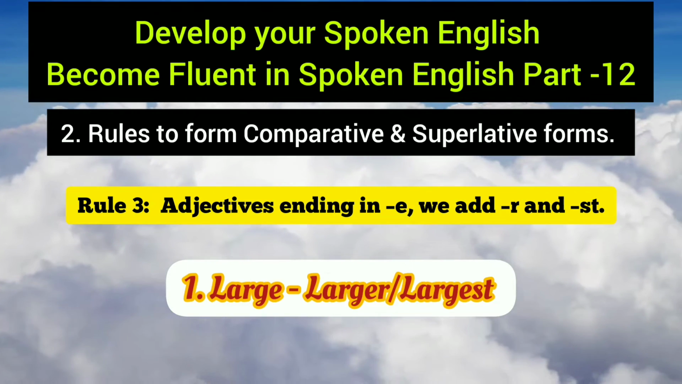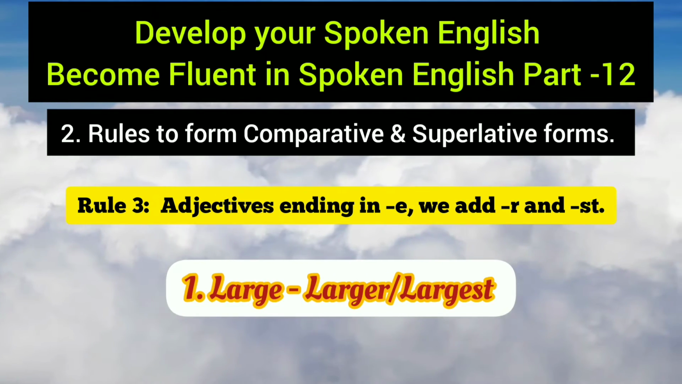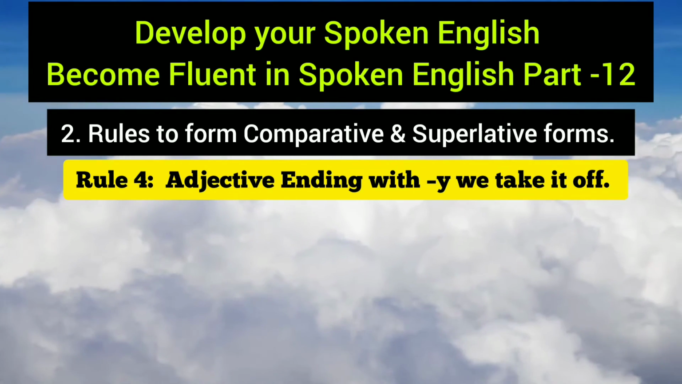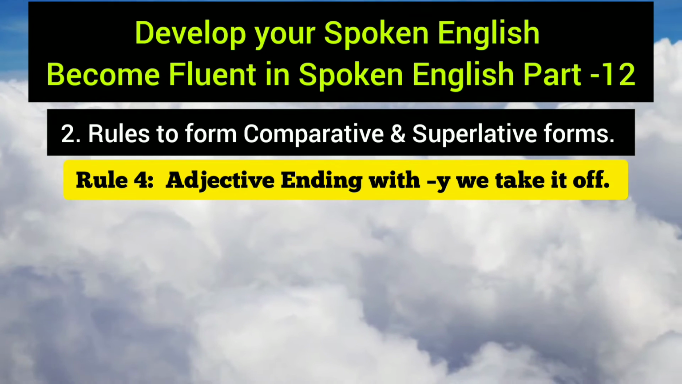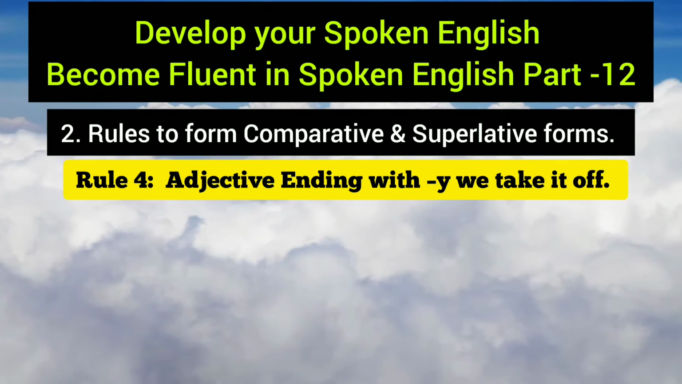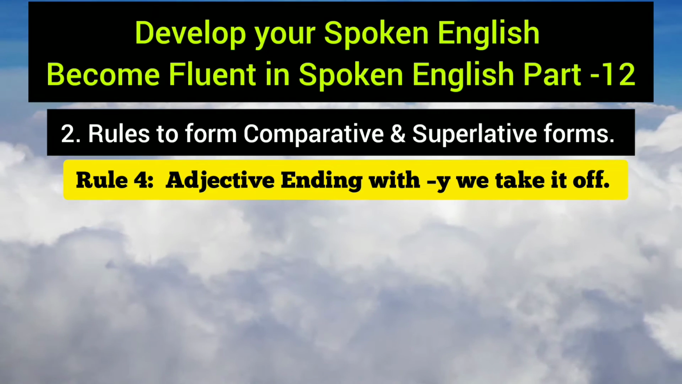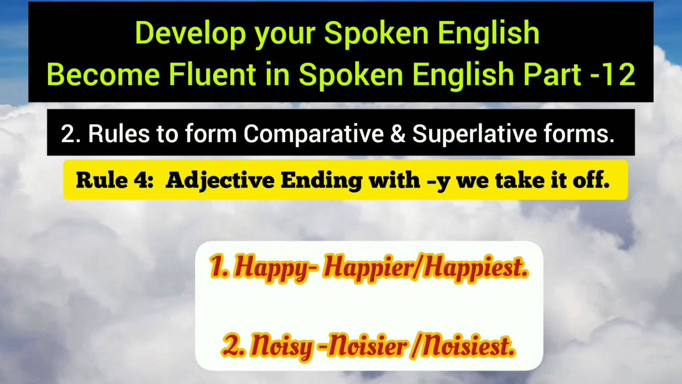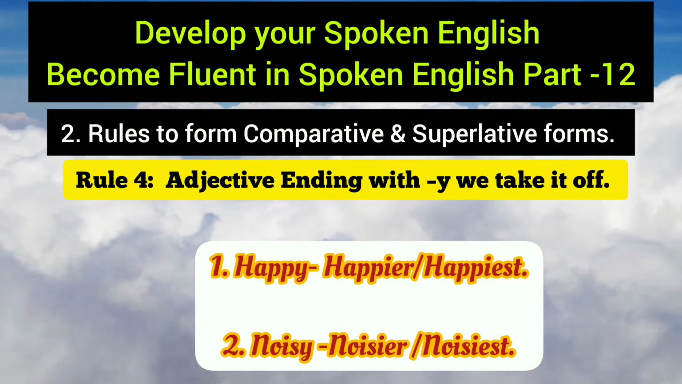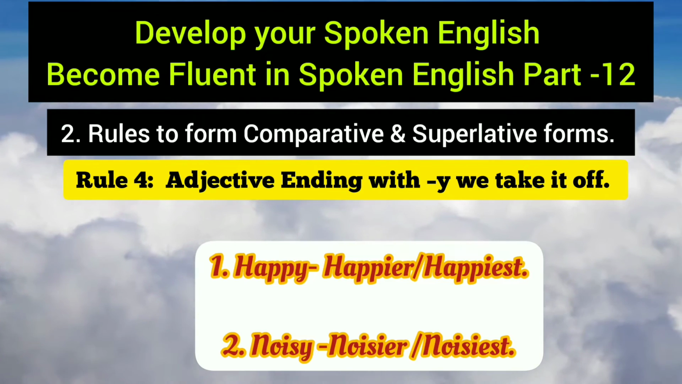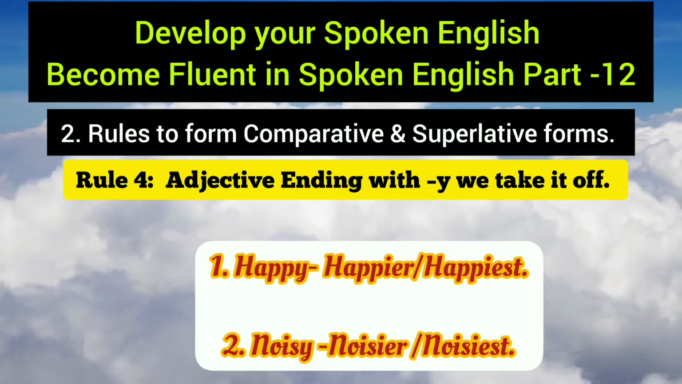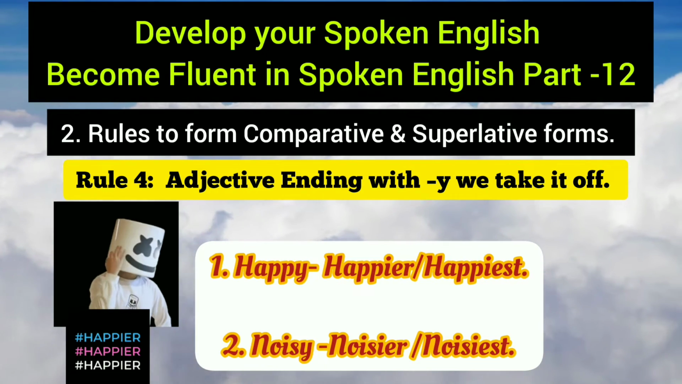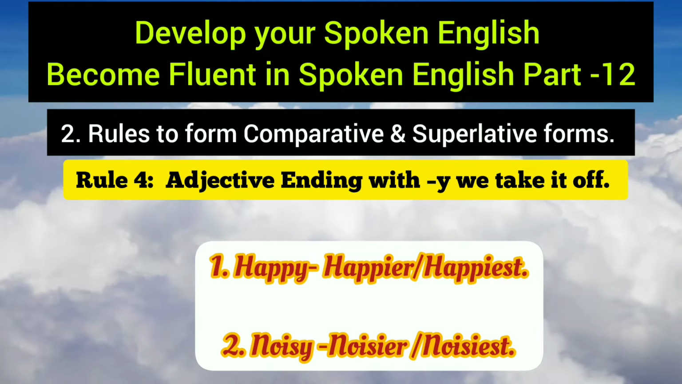Similarly, we can also form comparatives and superlatives for adjectives ending with Y. In this case, we take off the Y and add -ier to form the comparative, and -iest to form the superlative. As you see, happy becomes happier, and happiest is the superlative. You can say, I am much happier now than in the past. Again, you can use the superlative: he is the happiest person I have ever seen.